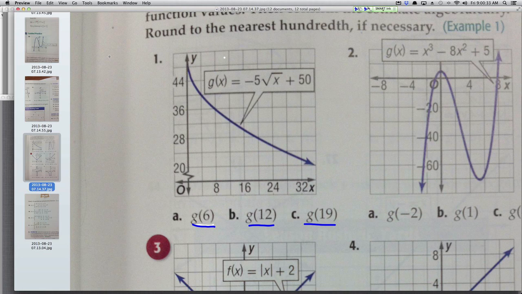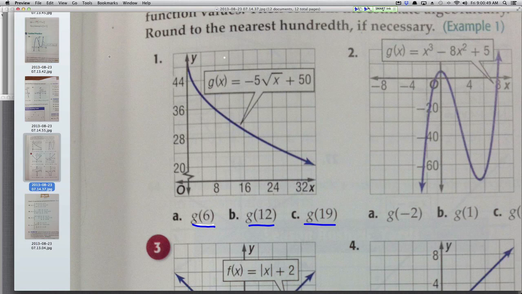Well, the x is what I'm plugging in, right? So what is it that I get out? A y value, the range. So that's what I need to keep in mind: whenever I'm looking for a function value, I should be getting a y value as an answer. So keep that in mind.